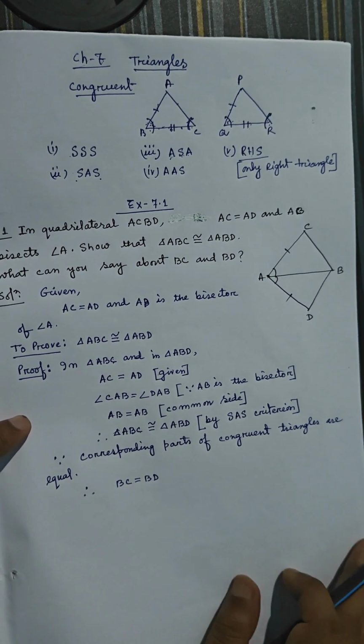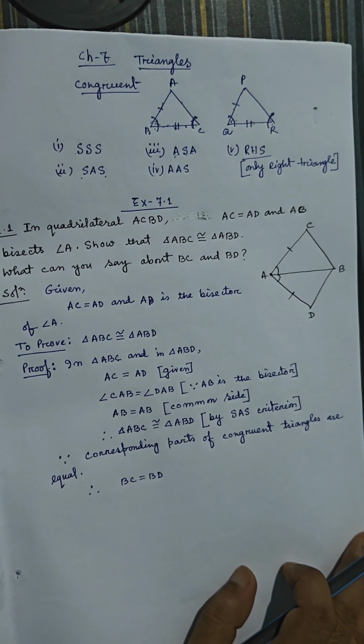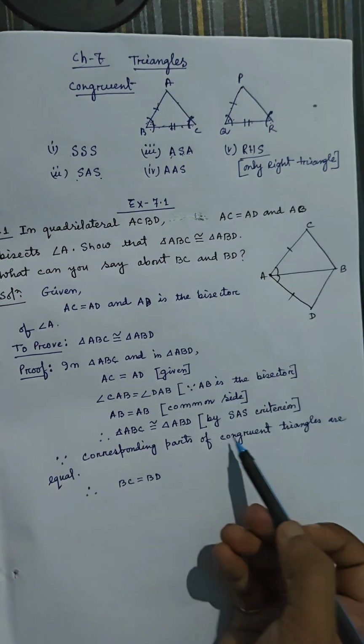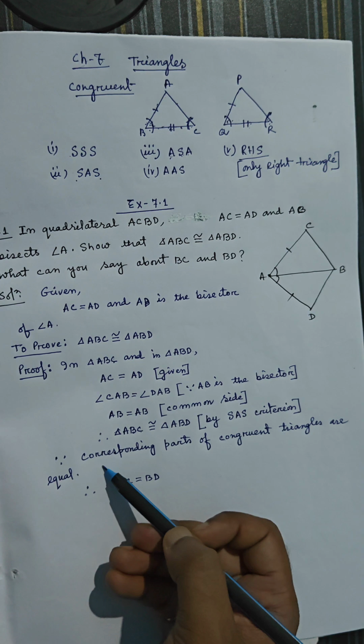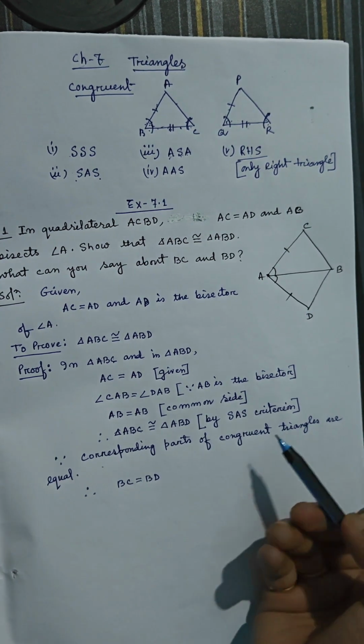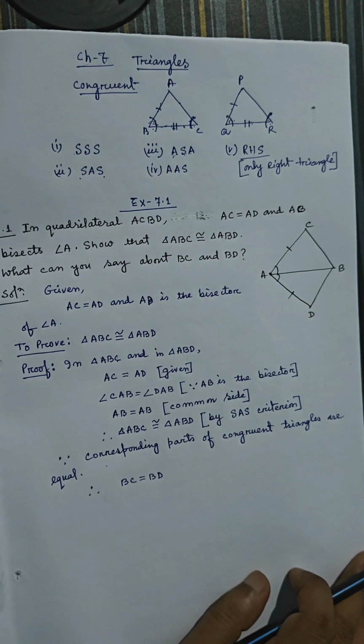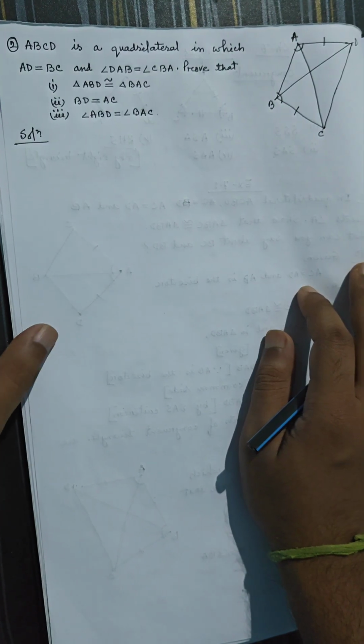See, in our next questions, when we solve, we will write just CPCT in place of corresponding parts of congruent triangles. We will only write CPCT. Okay, so first one is done. We'll do the second. This is the second question.